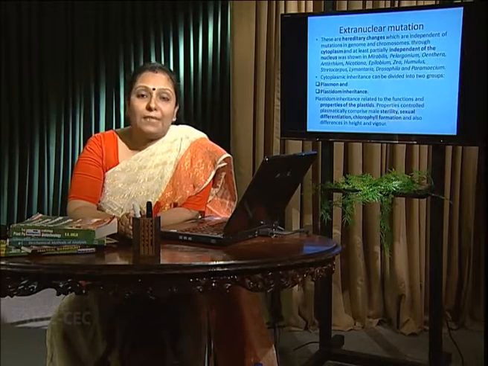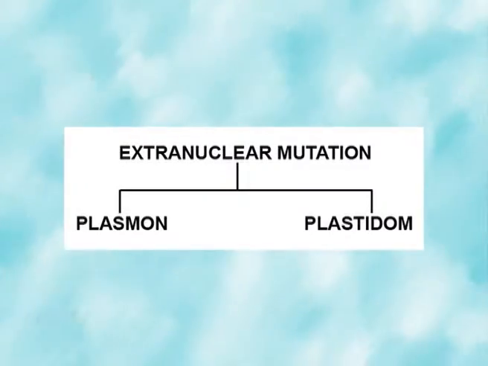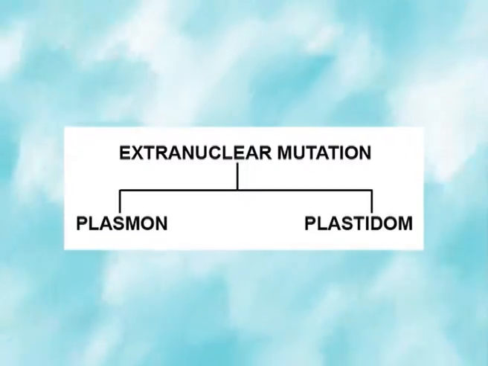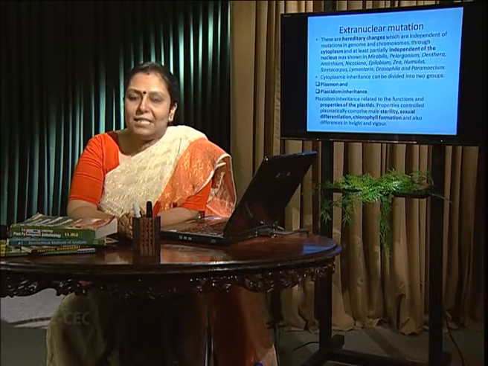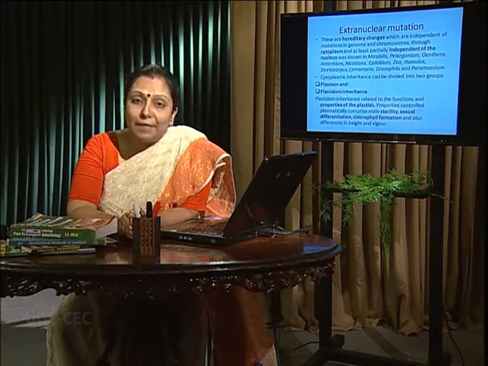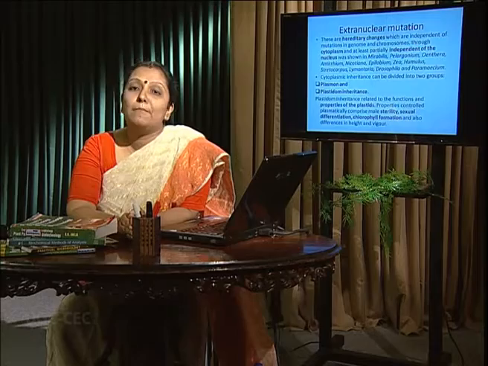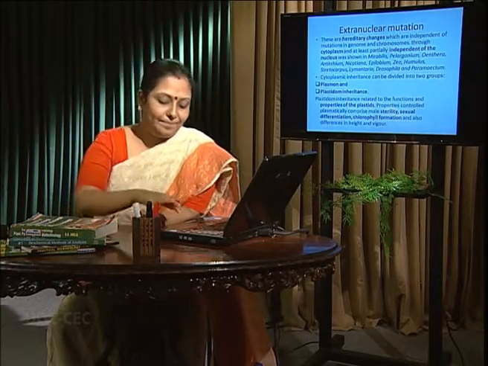So, we can see that happens in case of Mirabilis, Antirrhinum, Drosophila, etc. Again, it may be of two types, plasmon and plastidome. Plastidome is related to the plastids, and that actually helps in sex differentiation, that helps in case of development as well, that helps in case of plastid development.